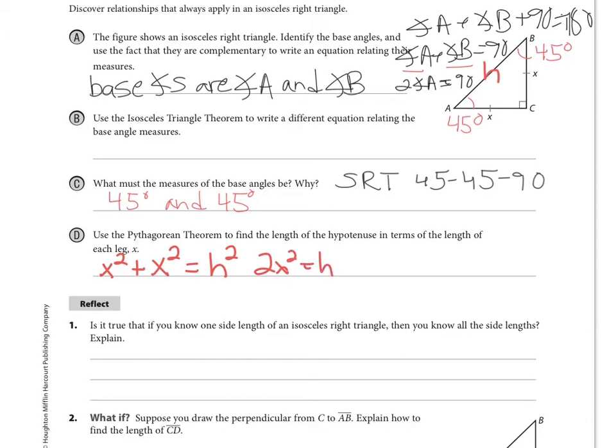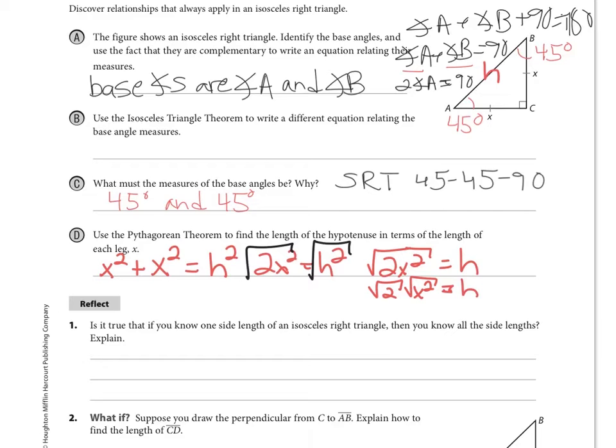So if 2x squared equals h squared, then I'm going to be taking the square root of both sides of that equation, and we would get the square root of 2x squared is equal to h. And remember, we can pull off the square root of 2 and the square root of x squared as two separate factors for h. And one of those pieces does simplify.